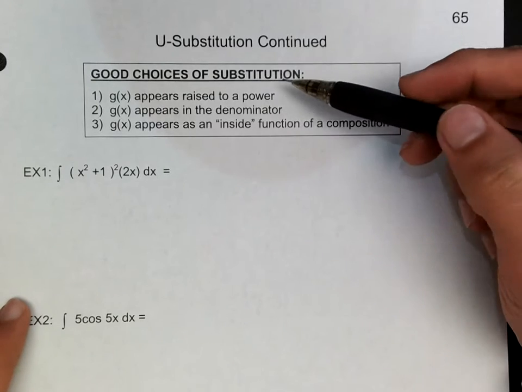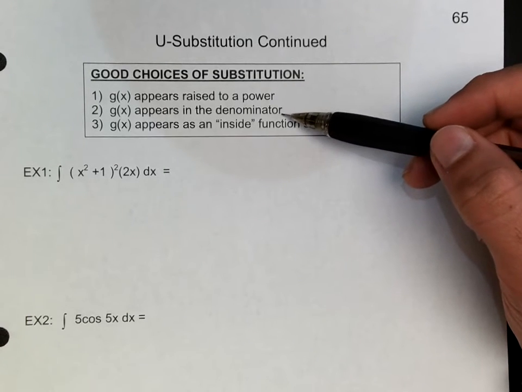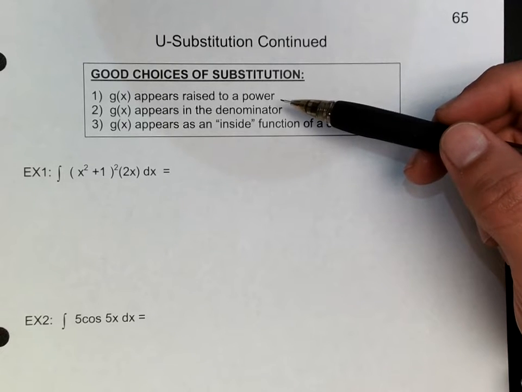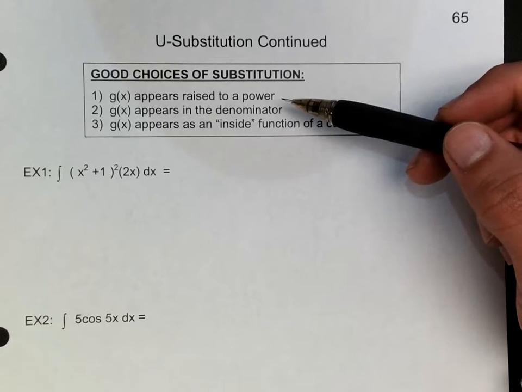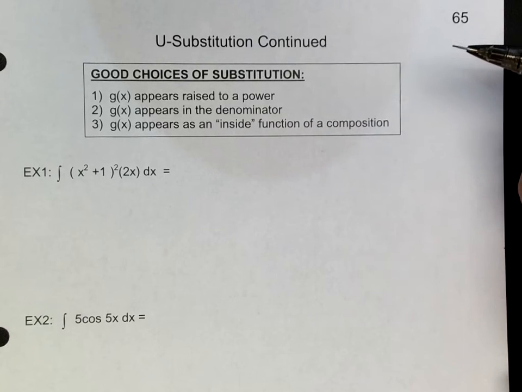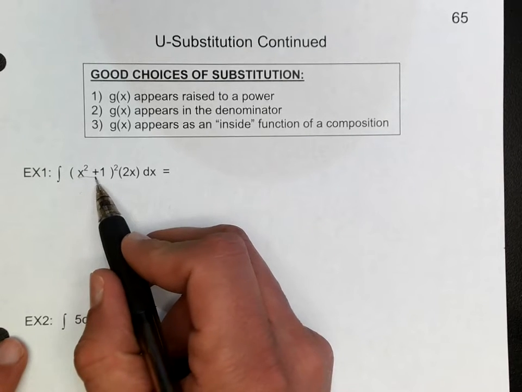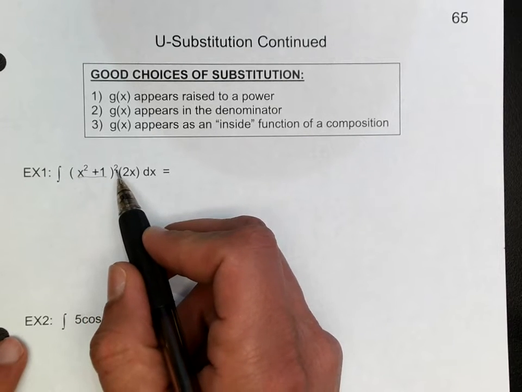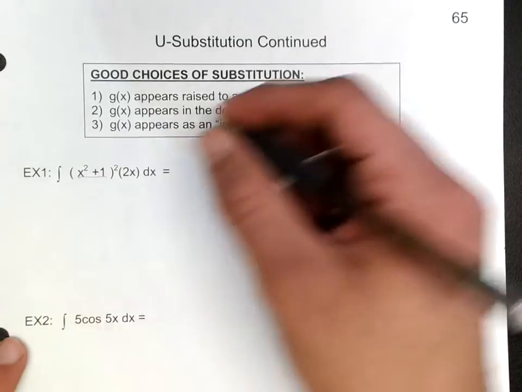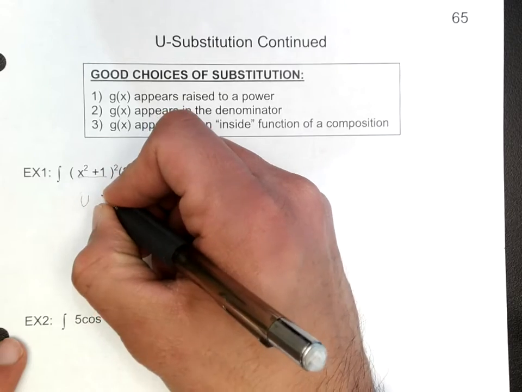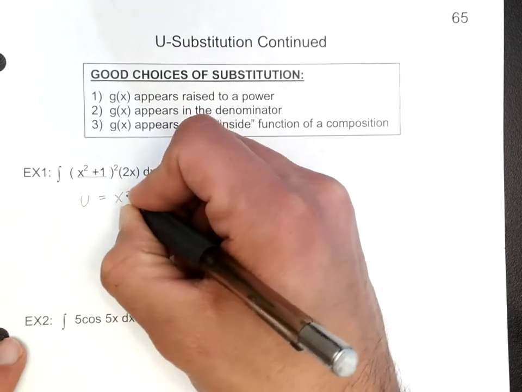Alright, so here are three rules that are good choices for substitution: if g of x appears to be raised to a power, if g of x appears to be in the denominator, and if g of x appears to be inside a function of a composition. Those are pretty good choices. On this one, this quantity is being raised to the second power. So if I'm using these choices, u would be equal to x squared plus 1.